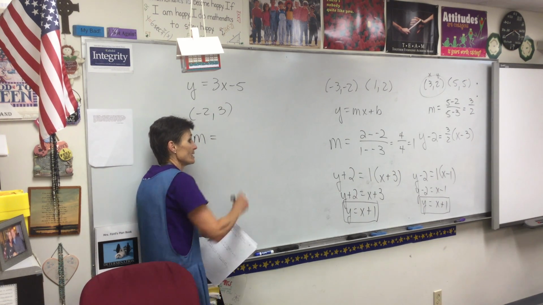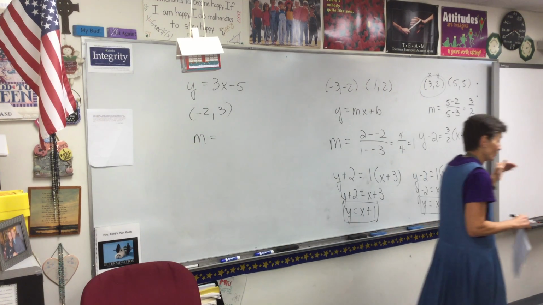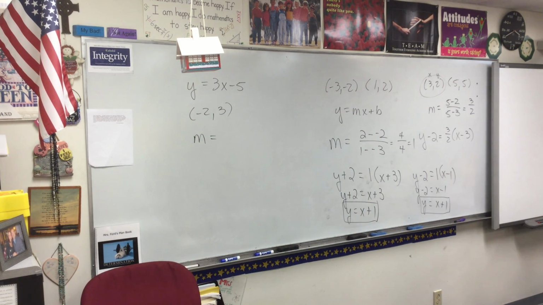So here's the key. You're not going to find slope doing y minus y over x minus x because they only gave you one point. But they did tell you that your line has to be parallel to the one they gave you. So what do you remember? Even if you forget, just think about it. Parallel lines, what do you know about them? They have the same slope.